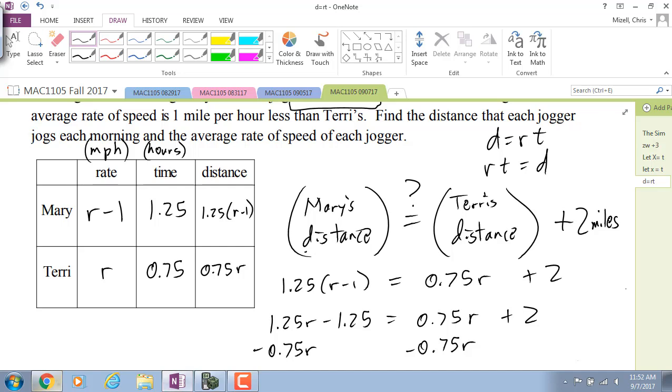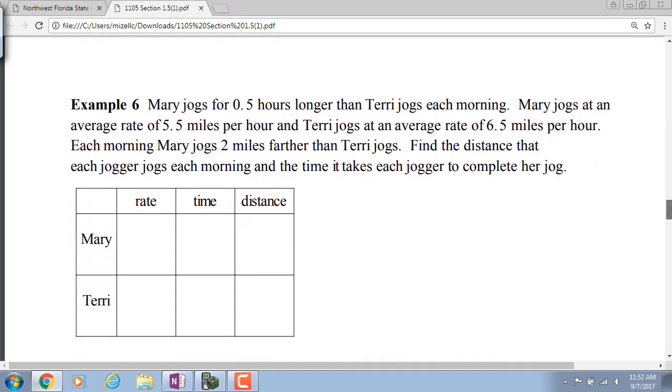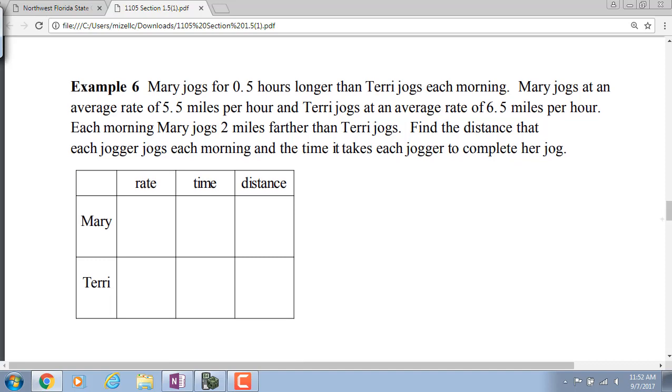Looking at the clock, and I'm wondering, do we have time for this one?